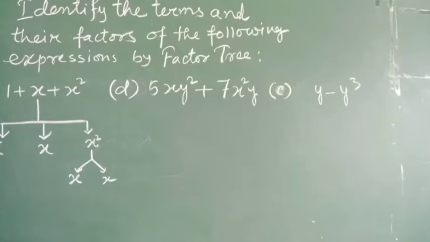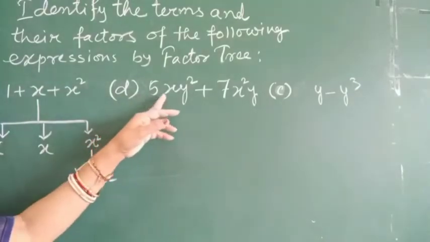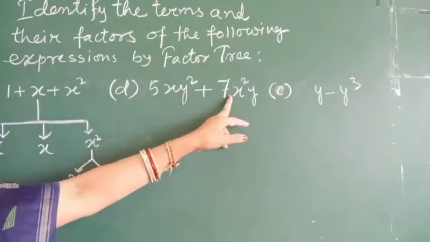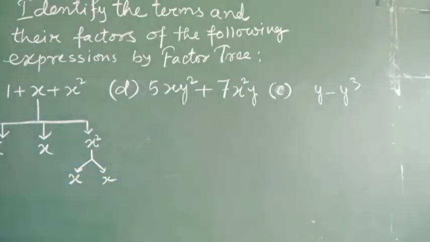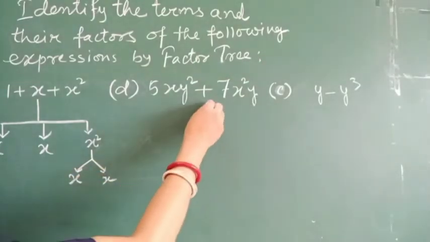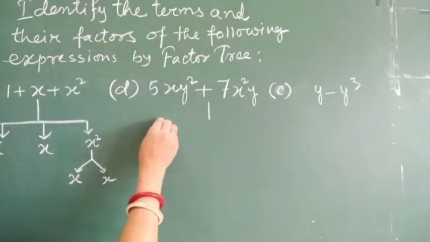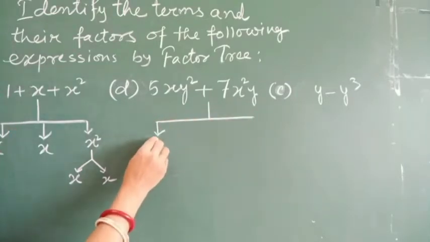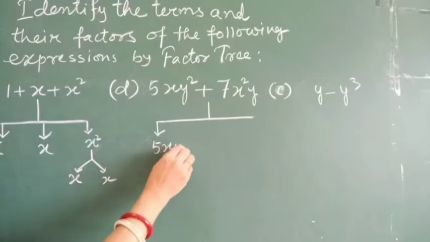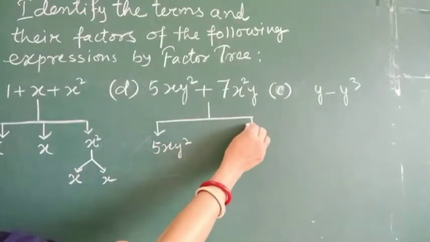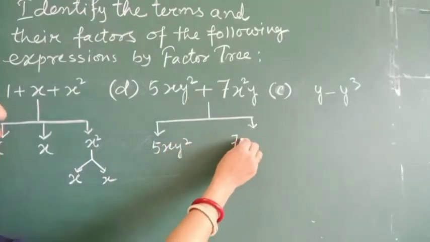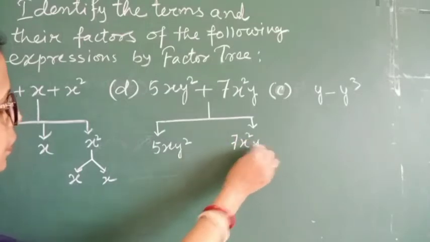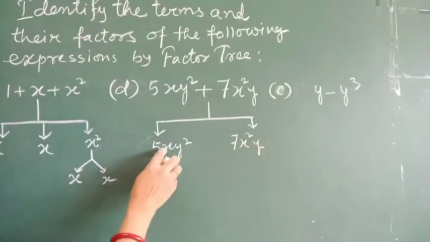Question D: 5x y square plus 7x square y. This is the expression. Their terms, they are binomial. Two terms are there. So first is 5x y square. Second one is 7x square y. Again there are factors.